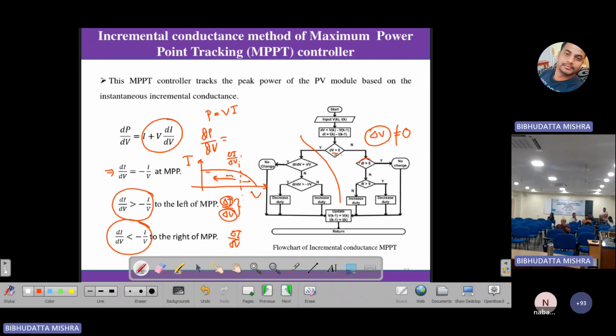And similarly, this del V equal to 0, del I equal to 0 condition is also not possible. So in this incremental conductance algorithm, what we observed is that some of the conditions are given, but the loop will never go to those conditions because they do not practically happen. Ultimately, this case is also not possible at MPP. So you are only checking whether your incremental conductance value is greater than minus I by V or less than minus I by V, and then accordingly you are either decreasing or increasing the duty ratio, because based on that you are on the left hand side or right hand side.